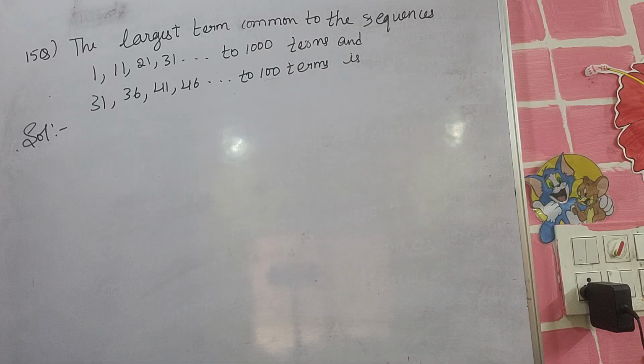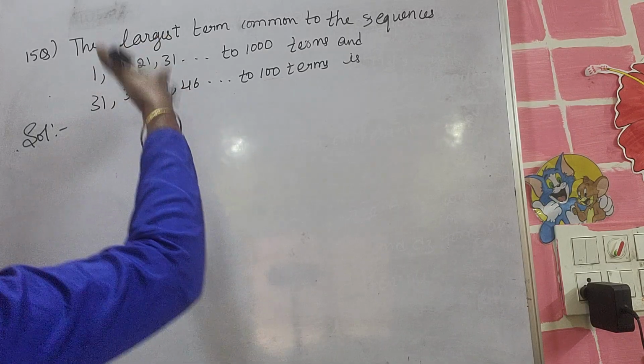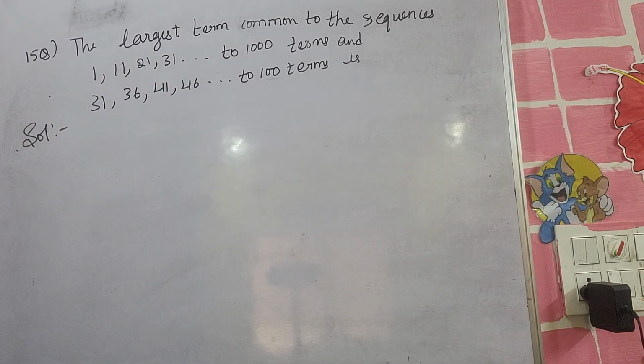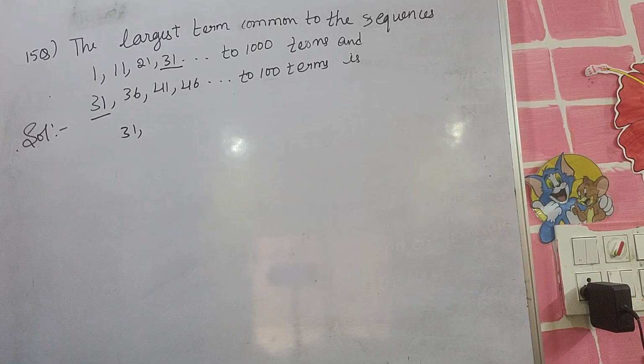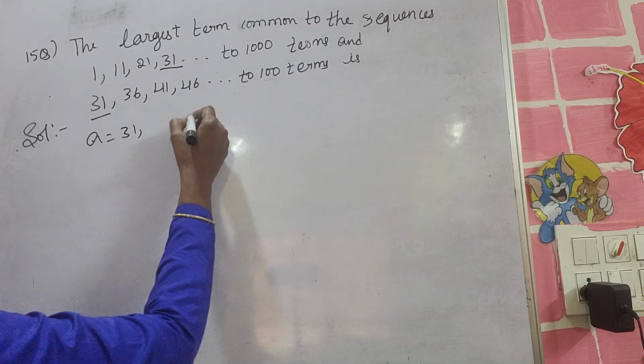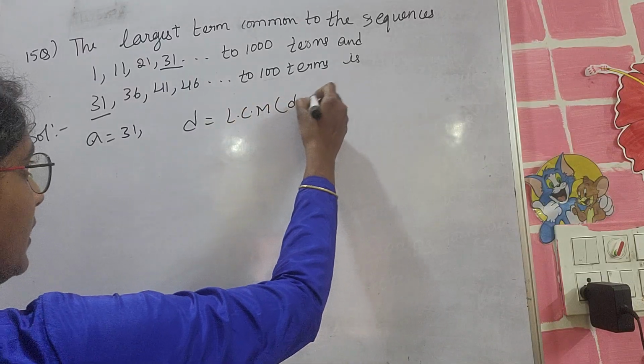So now here two sequences are given. In that, the first common term is 31. So the starting term of this is 31, so A will be 31 in this. Now we want to find the common difference. As I told you, D is the LCM of D1 and D2.